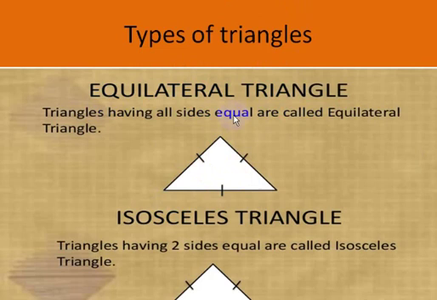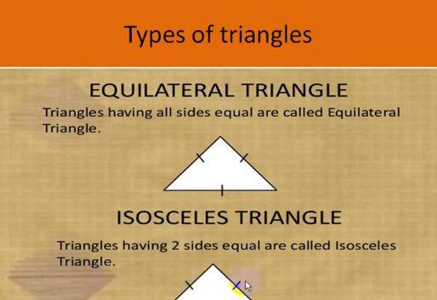Let's repeat about the equilateral triangle. We have three equal sides and three equal angles. Each one is equal to 60 degrees. Here we have 60 degrees, and this angle also is 60 degrees. So three equal sides and three equal angles, and each angle is equal to 60. That's the equilateral triangle. Let's move to the isosceles triangle.